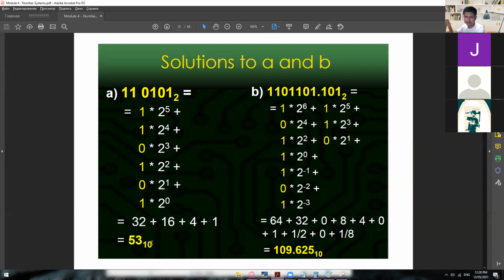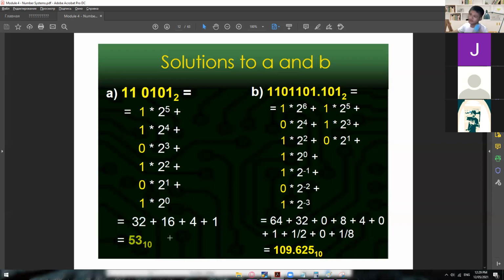So are you guys able to follow? Yes, sir. How did we get this 53 right here? Okay, very good. So just use your calculator, or if not, you can do this one manually. For example, this one right here is 32. This one right here is 16. This one right here is 0. This one right here is 4, and still 0, and then this one right here is 1. Just take note that any number raised to 0 is equal to 1, no matter how big the number is. So 1 times 1 is 1. And then just add everything, and you will get this one.